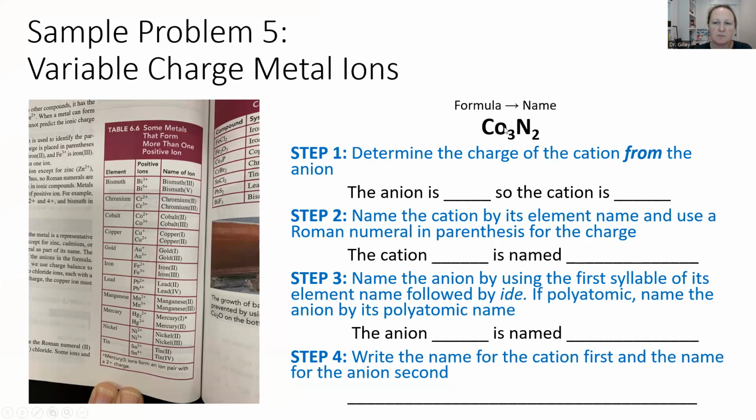So we see here, right, Co, that stands for cobalt. And cobalt forms more than one type of ion. It can form 2+ and 3+ ions. So we don't know which one we have, and our goal is to figure that out, right? So when we're dealing with variable charged metals, we actually want to start with the anion, because the overall charge from the anion will tell us what the charge must be on the cation. So start with the anion, right?